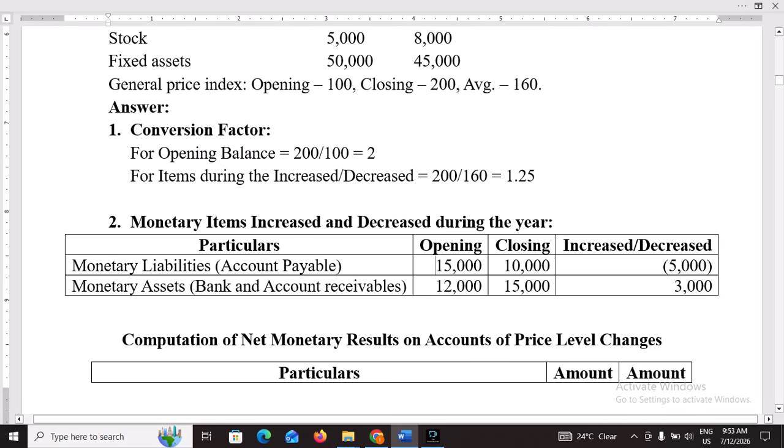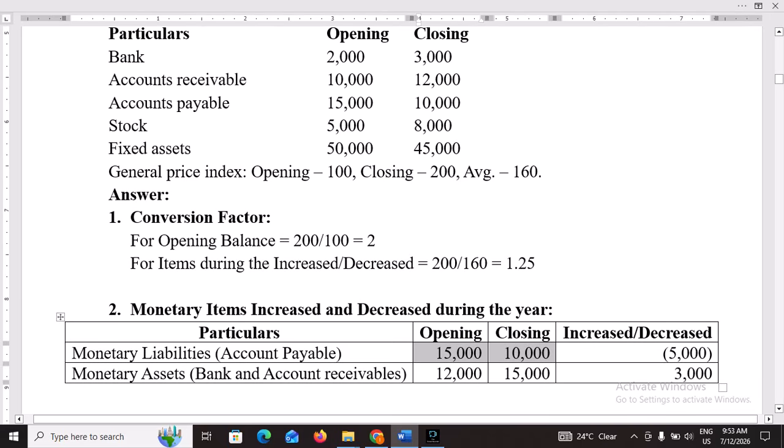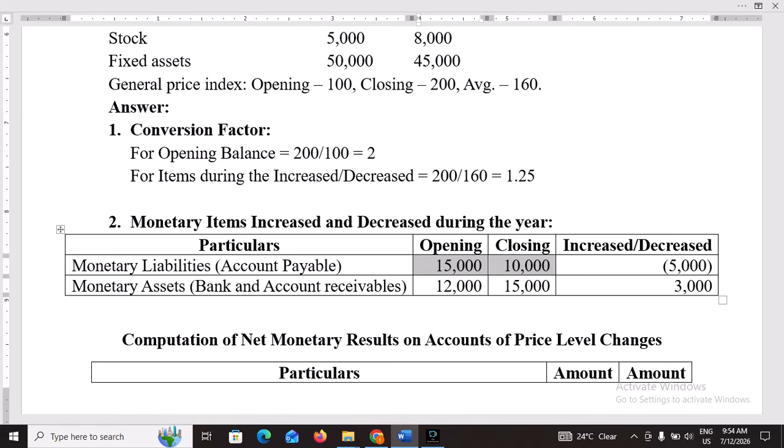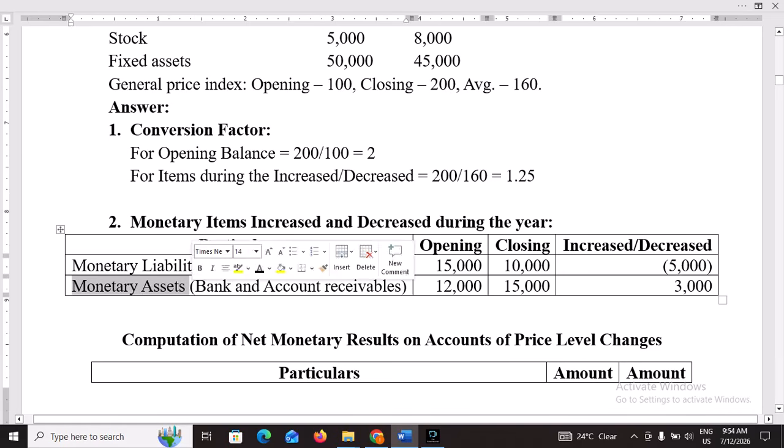Accounts payable: opening 15,000, closing 10,000. Correct? Opening is 15,000 but closing is 10,000, so it is a decrease. Decrease means a minus sign, so a decrease of 5,000. Done. Next, monetary assets. Only monetary assets, not fixed assets.